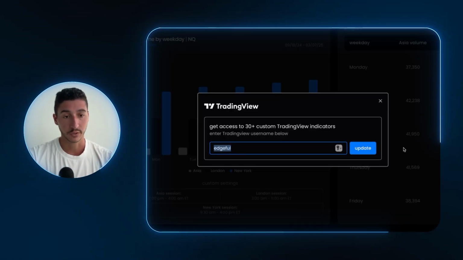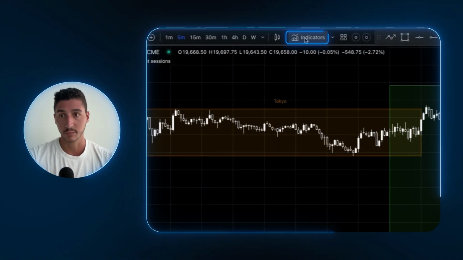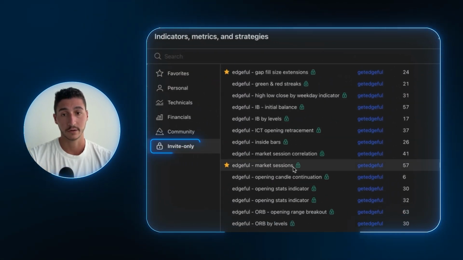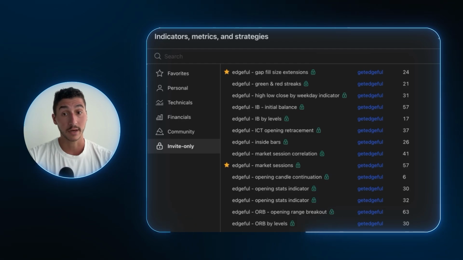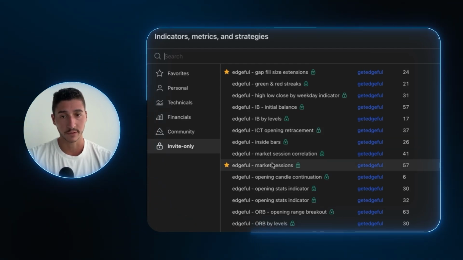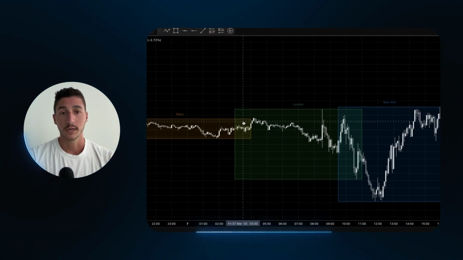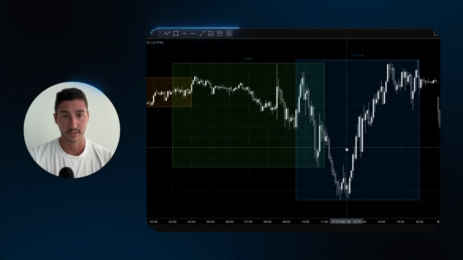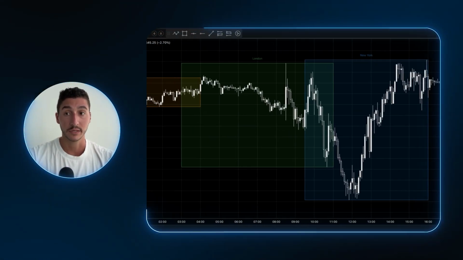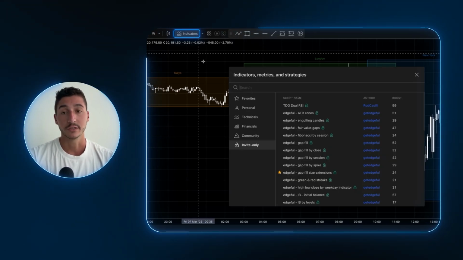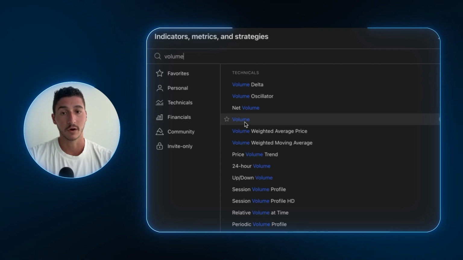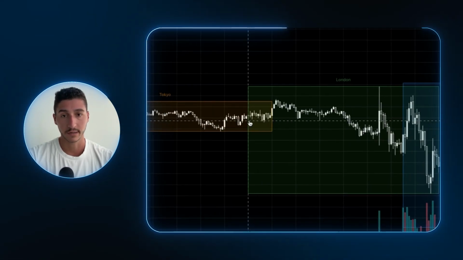The moment that you put it in right here, you're going to see them appear in your invite only section right down here. The one that I have up that outlines all the sessions is the market sessions right over here. So we have the Asian, the London, and the New York sessions outlined. Now the next piece is that you need to go to your indicators and type out volume, and then you're going to put on this volume indicator right here.